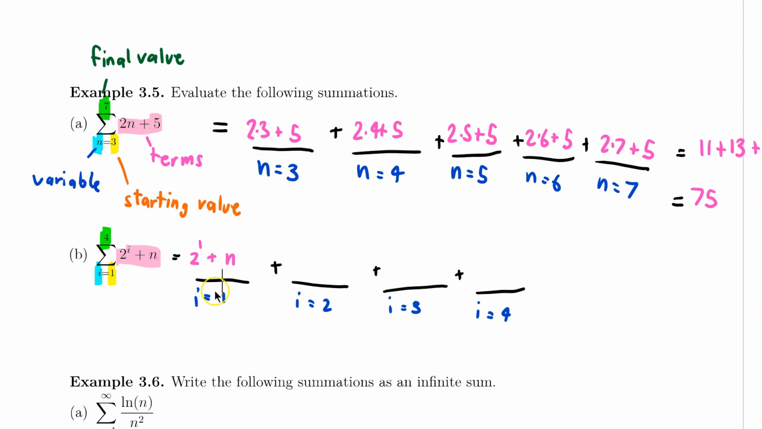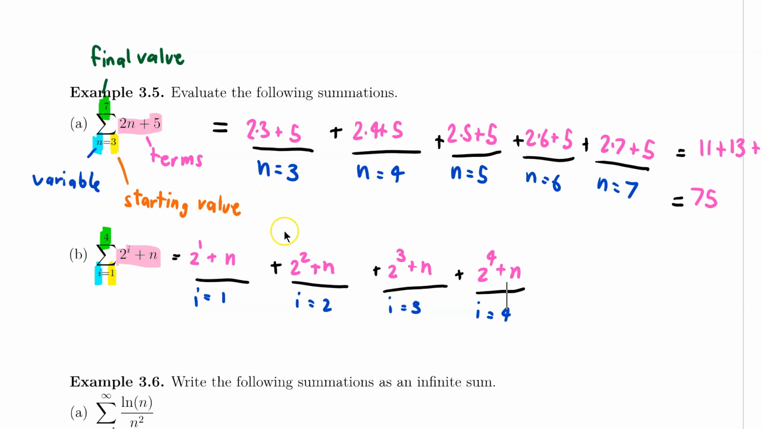Notice how the value that we have down here, because i is my variable, so when i equals 1, my term here is going to be just 2 to the 1 plus n. I don't have n being a variable here, so my n is just going to stay there like that. When i is equal to 2, I'm going to have 2 to the 2 plus n, and then 2 to the 3 plus n, and then 2 to the 4 plus n.